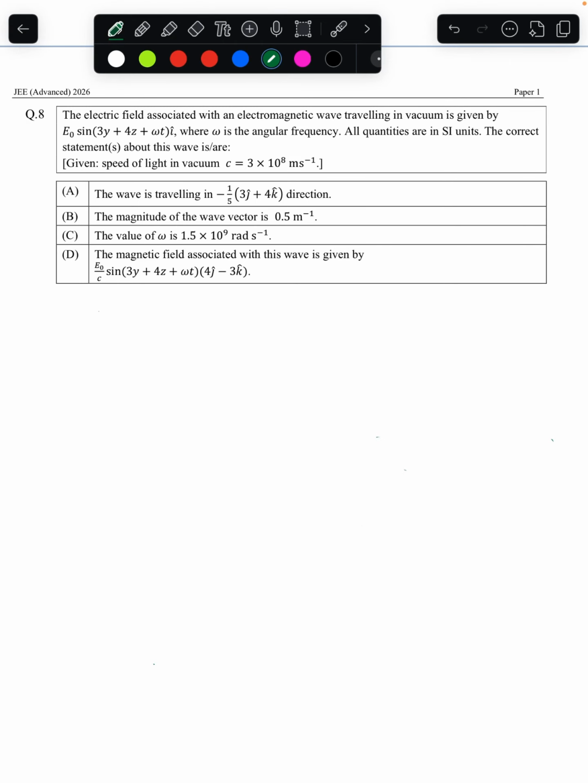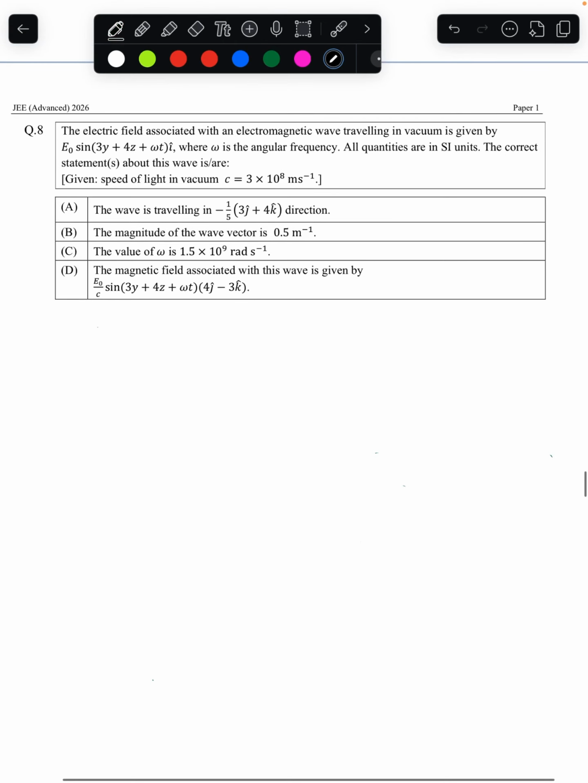This is question number 8. This is also an easy to moderate question. Here they are talking about the electric field associated with an electromagnetic wave traveling in vacuum, given by this. Omega is given, all quantities are in SI units, and the speed of light is provided. Then we have to check out the options.